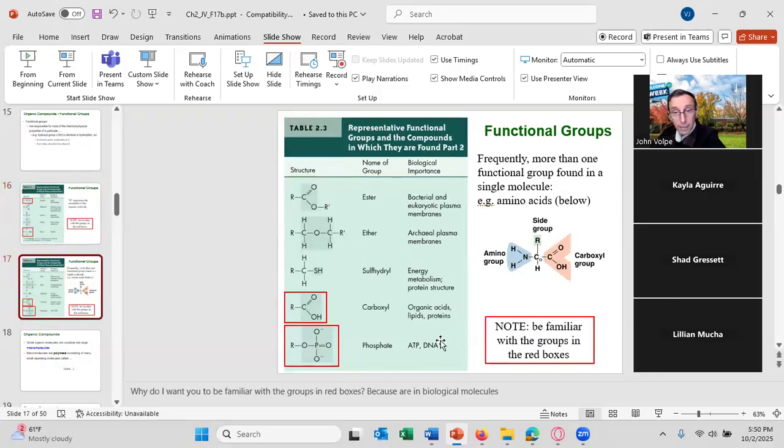You should be familiar with the groups and that some of the groups can be on the same molecule. Like an amino acid has two functional groups attached to it. It has an amino group on one end of the amino acid and a carboxyl group on the other end of the amino acid. Any question about any of that?